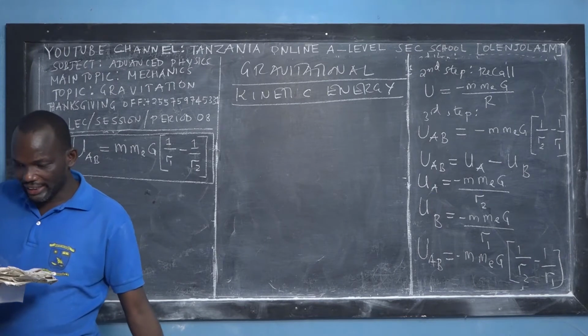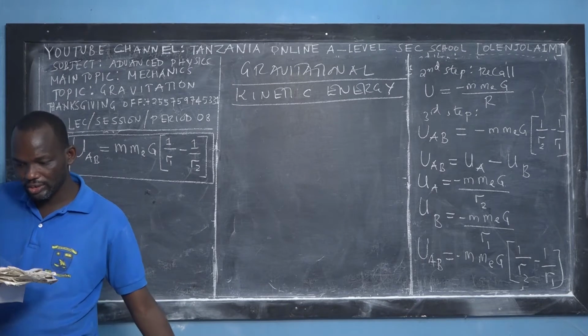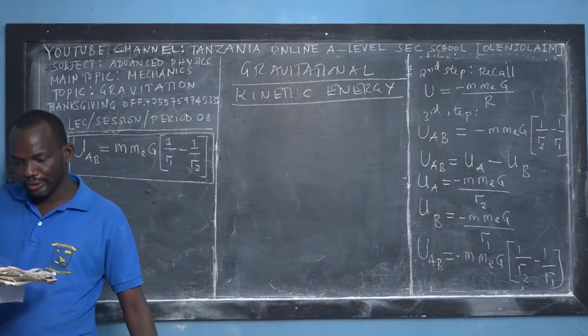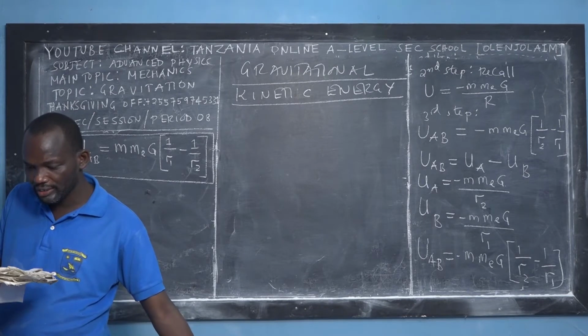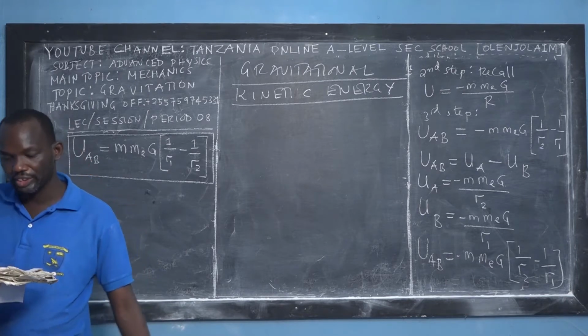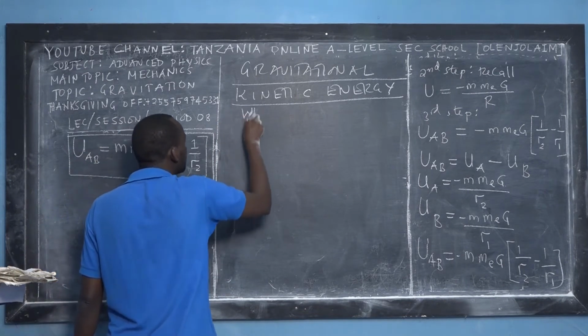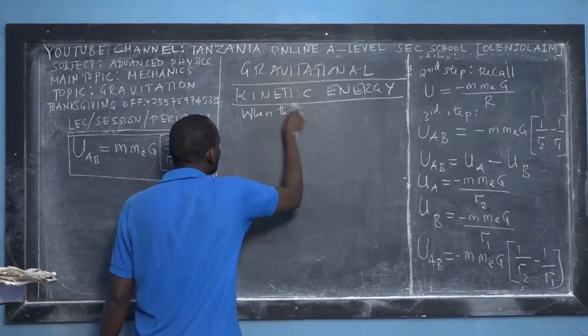We say that when a satellite is on the Earth's surface, it possesses only potential energy. When the satellite orbits the Earth, above the Earth's surface, it possesses both potential and kinetic energy. So that's the point.